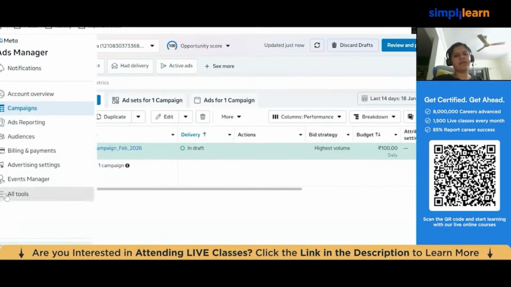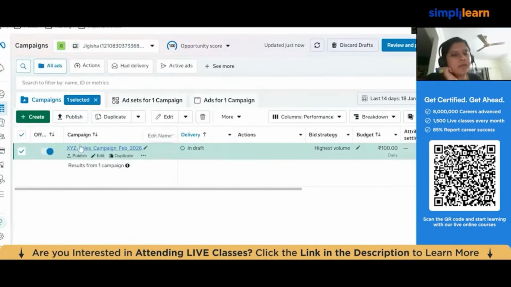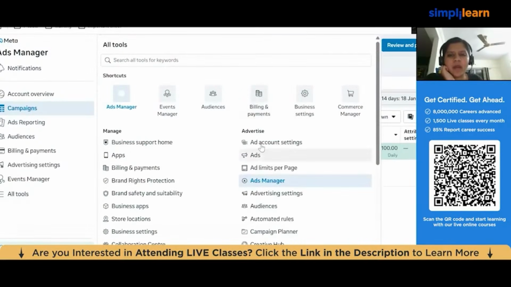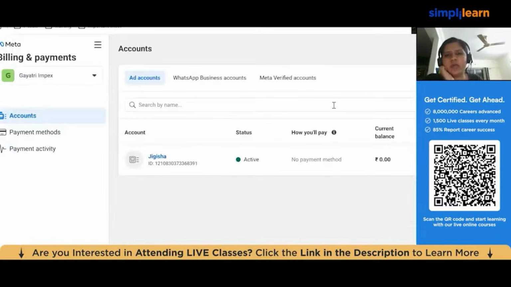Okay. Whenever you want to add a payment, you can delete the campaign, you can enable the campaign, and you have to publish the campaign. When it says it's in draft, it's not published. So if it's not published, it won't start running. And as I mentioned, if you want to add any payment, you can go to your billing and payment, and here you can add your credit card, debit card, however you want to do the transaction.